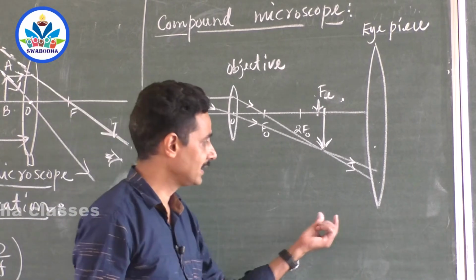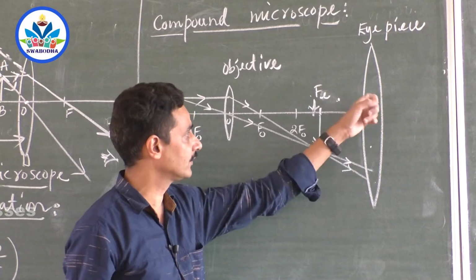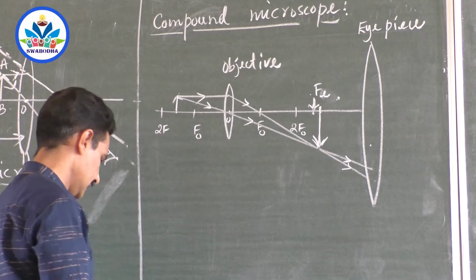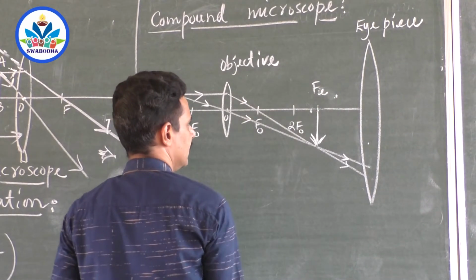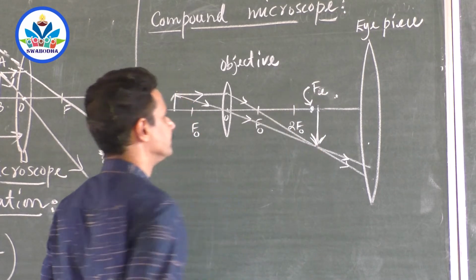So you have to adjust this lens in such a way that this image lies within the focus of this lens, that is this one. I have indicated the focus here, FE. So this should be a point. Don't mistake it for an arrow mark. So this is the focus of eyepiece here, this one.